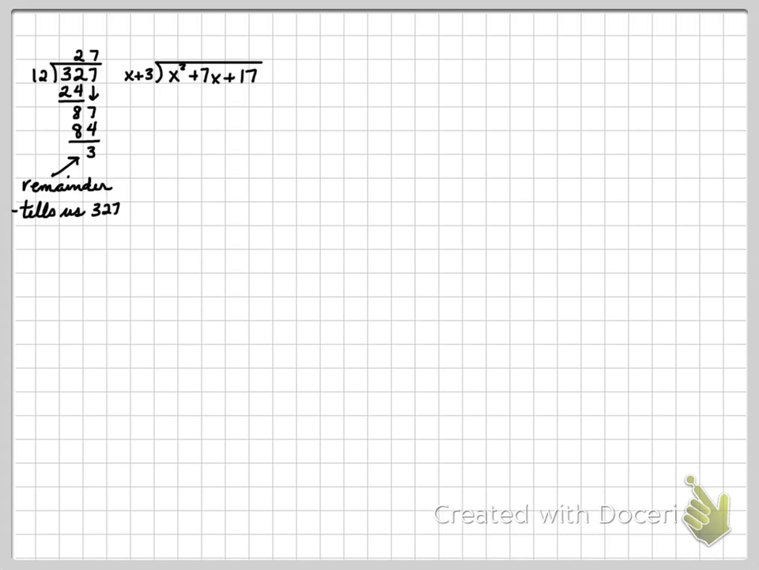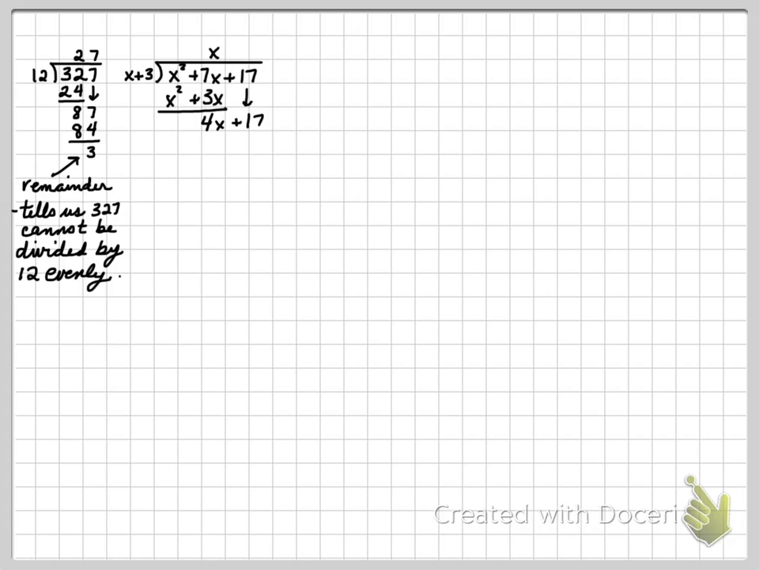First of all, that tells us that 327 cannot be divided by 12 evenly. There's the x we're talking about. x times x is x squared. That gets rid of the first term, plus 3x. So when you subtract, you're left with 4x.